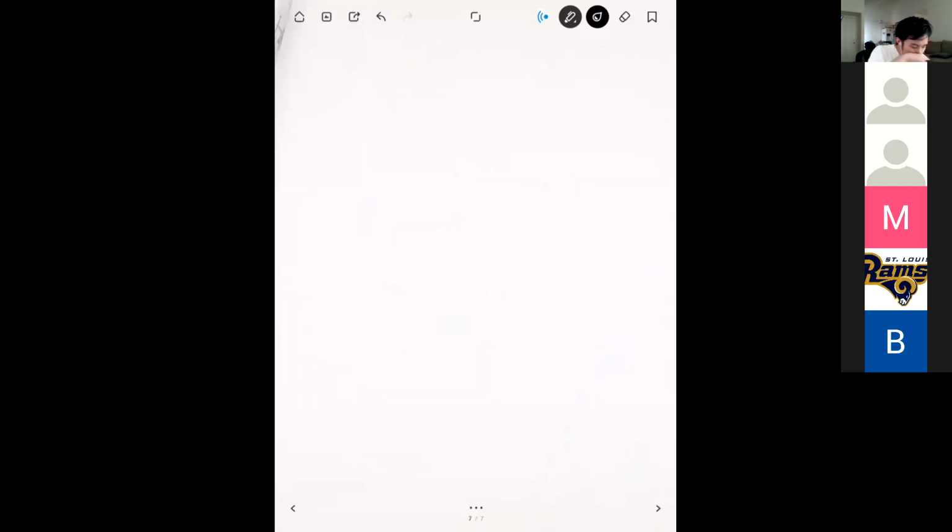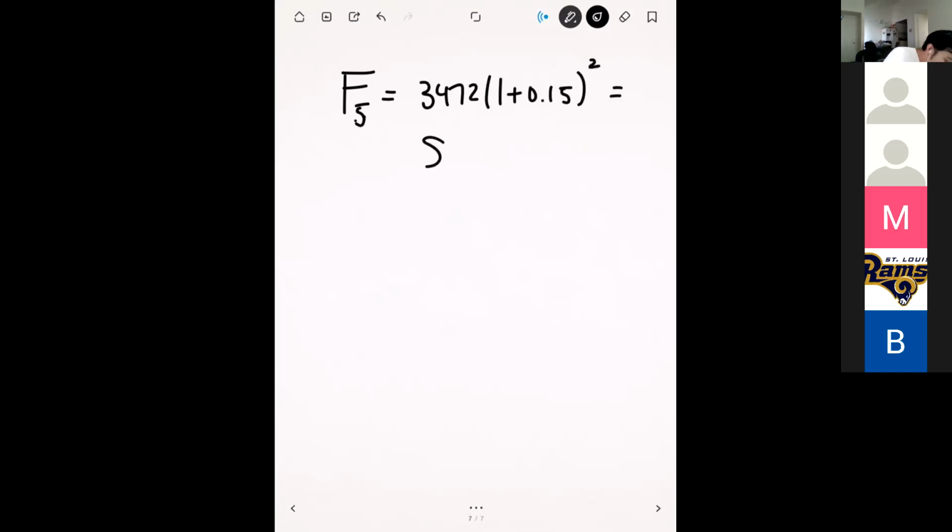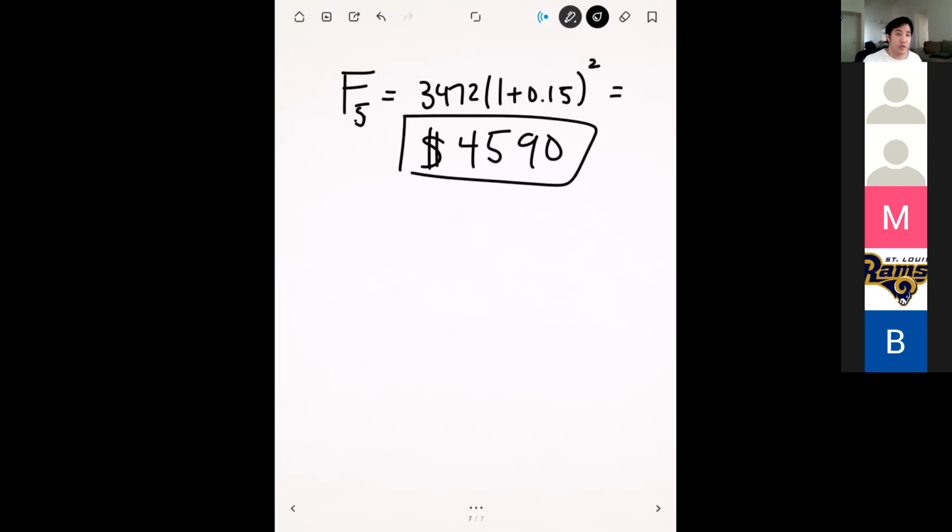Let's go ahead and plug those numbers in. We'll call this F5 because this is the future sum in year 5. This is 3,472 times (1 plus 0.15) raised to the second power. What we get from this is $4,590. So to pay back that loan in one single lump sum at year 5, you would have to pay out $4,590.